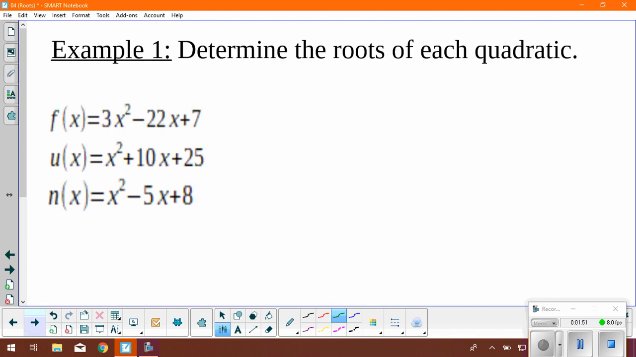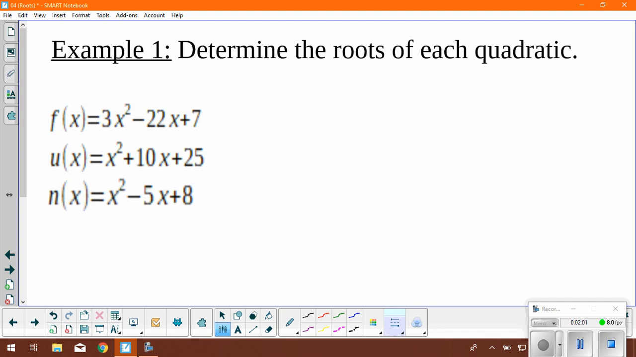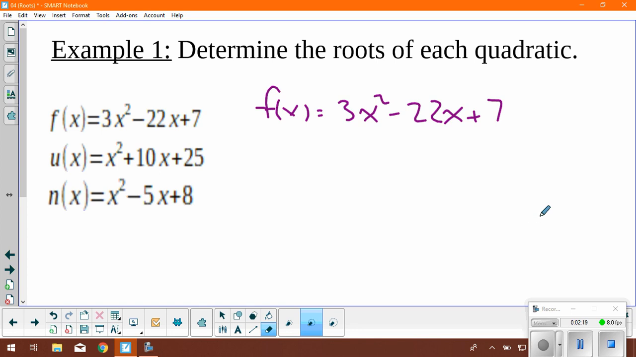Okay, so here's example one. Determine the roots of each of these following quadratics. Okay, so starting with f of x, we get 3x squared minus 22x plus 7. Again, ideally, we want to see if we can factor this.